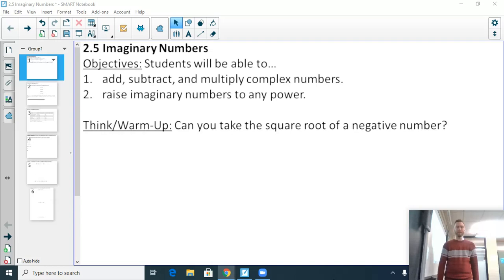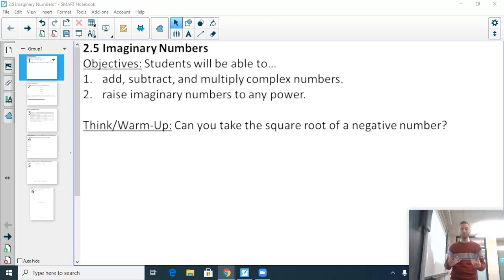negative number? And some of you might be saying no. Some of you might be saying yes because you know what an imaginary number is. And some of you might be saying, I don't know, we've been told both. And I would say the third option is probably where you should be, right? Can you take the square root of a negative number? We have, but sometimes when we try and do that, we say there's no solution, right?